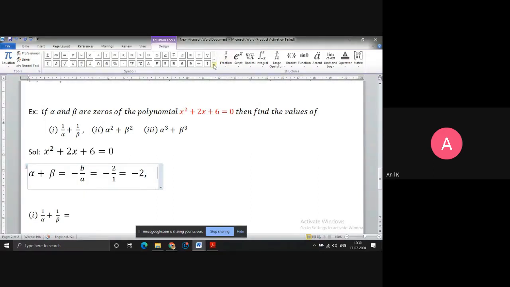What about alpha into beta value? Alpha into beta value equals c upon a. That's the formula we discussed. What is c value? C value is 6 upon a value is 1. So it is going to be 6. Okay. So alpha plus beta value is minus 2 and alpha into beta value is 6. Those values are going here.